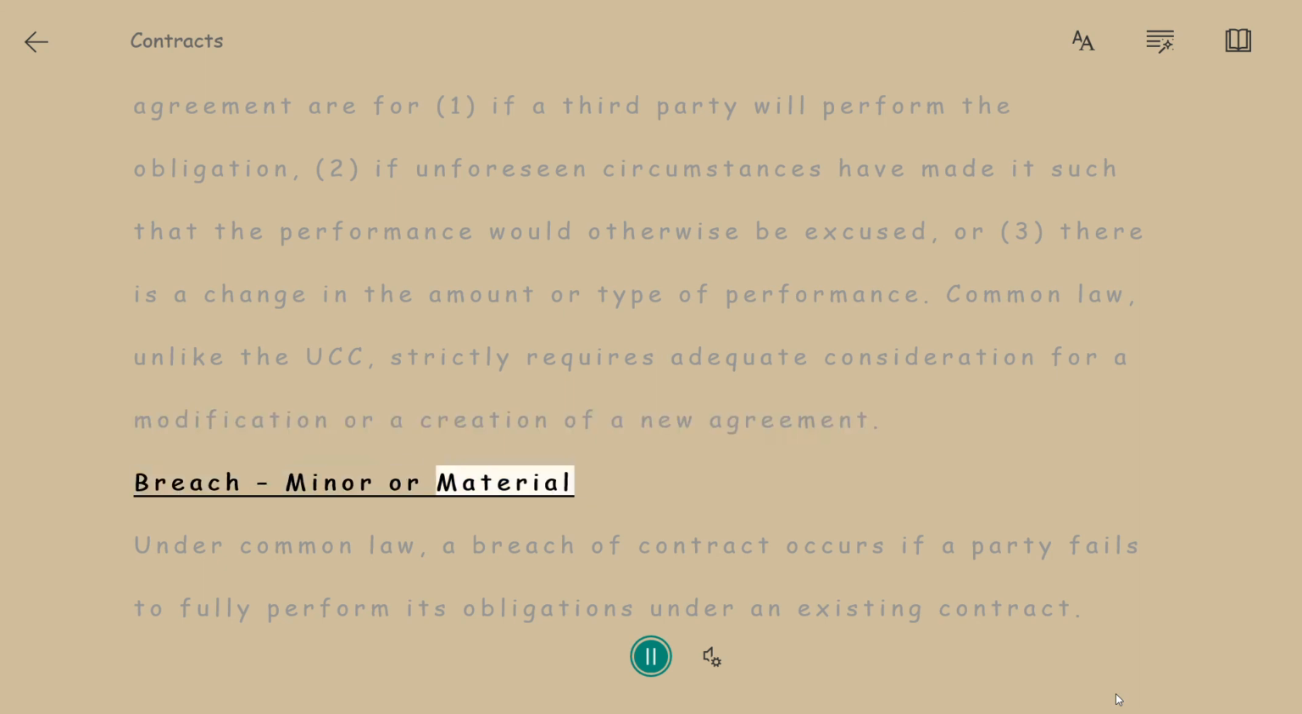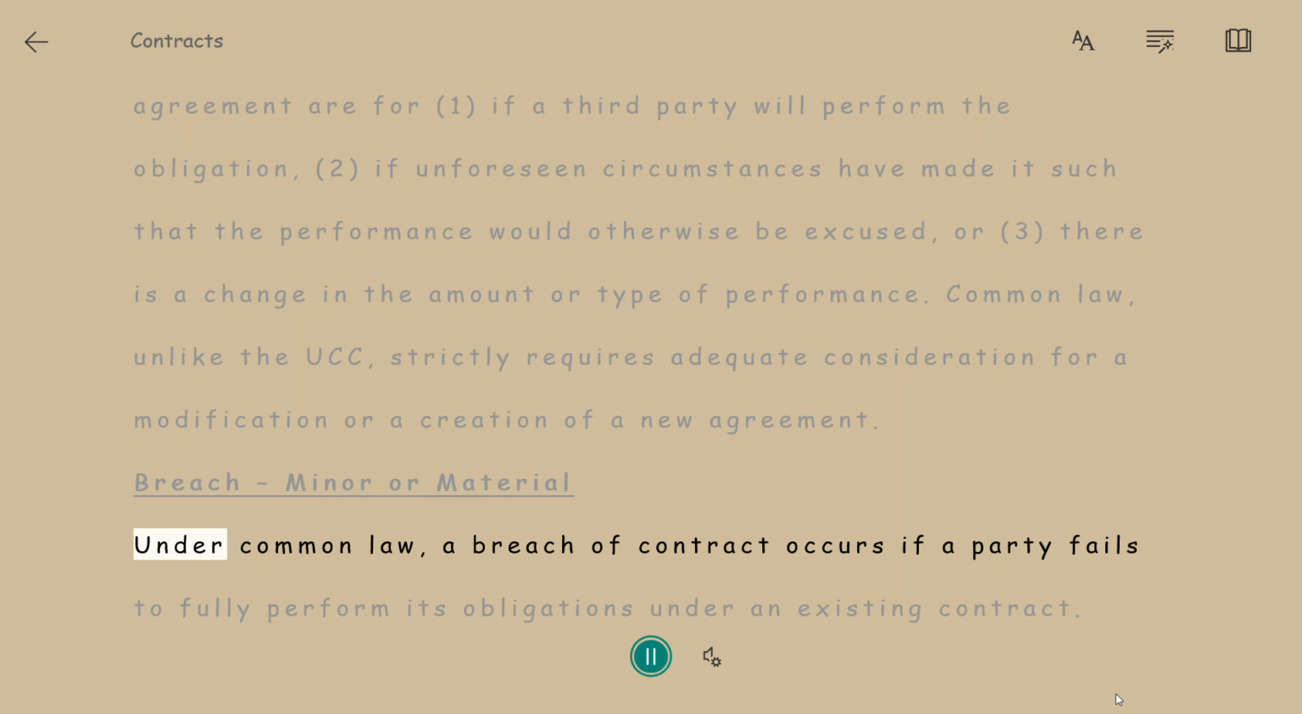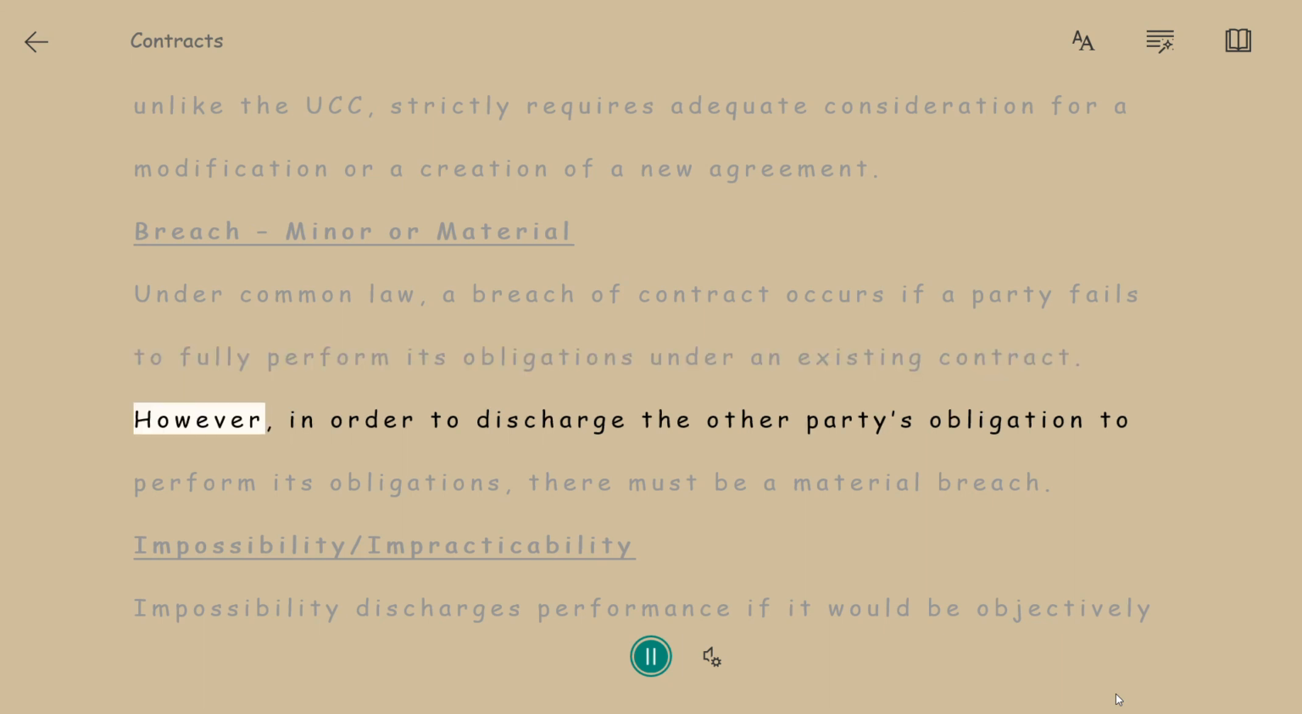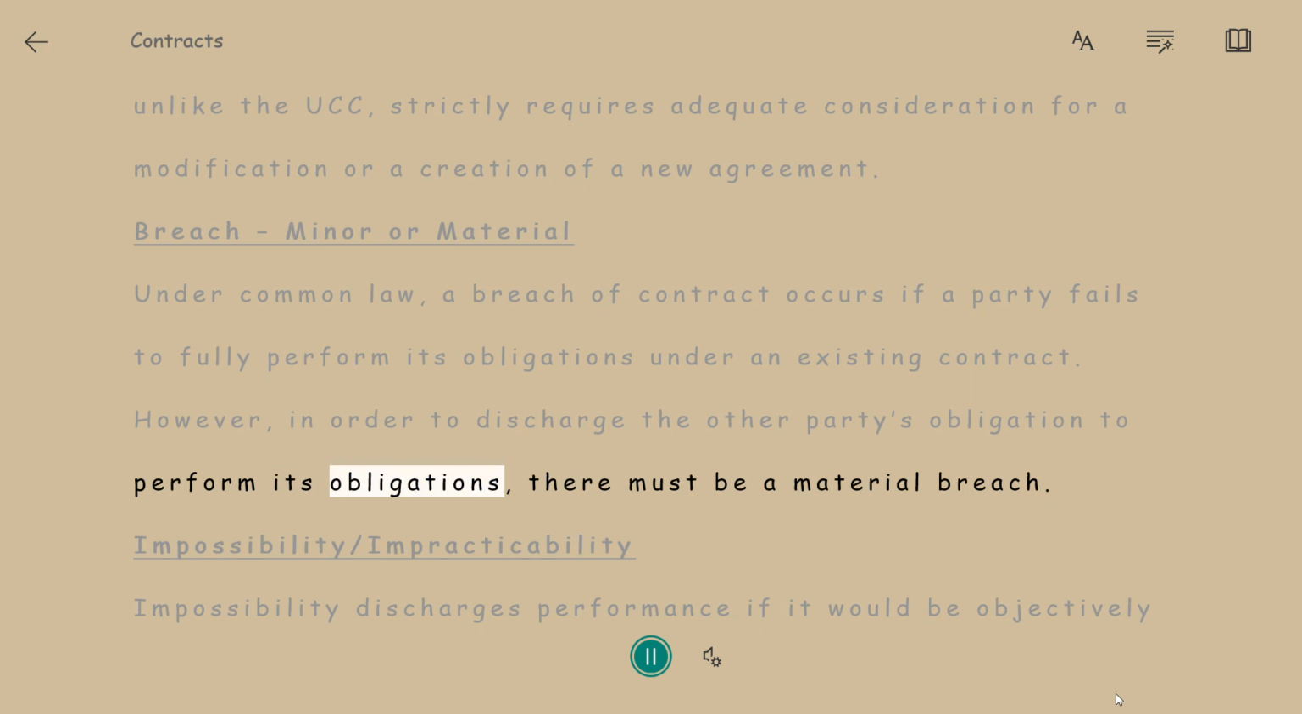Breach, minor or material. Under common law, a breach of contract occurs if a party fails to fully perform its obligations under an existing contract. However, in order to discharge the other party's obligation to perform its obligations, there must be a material breach.